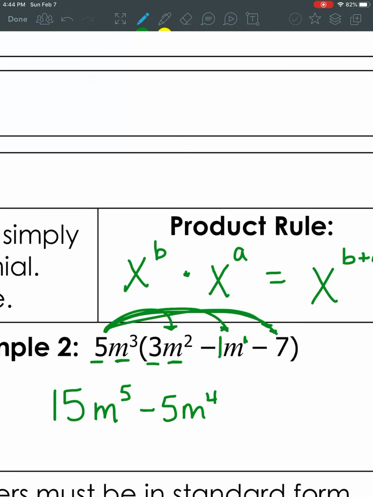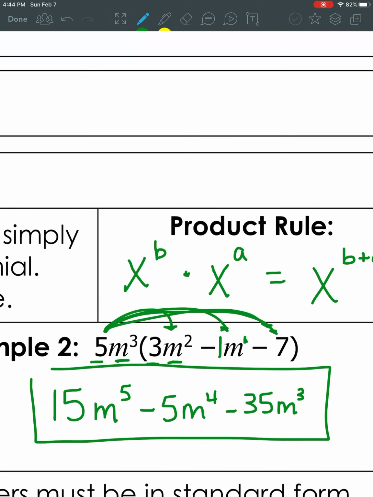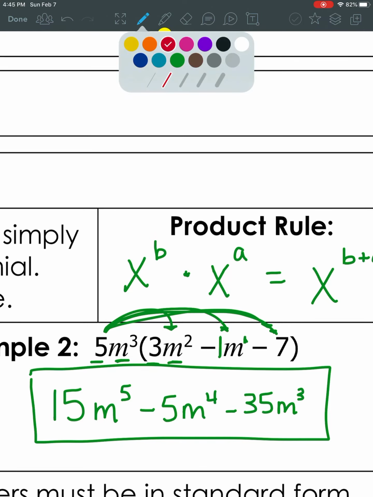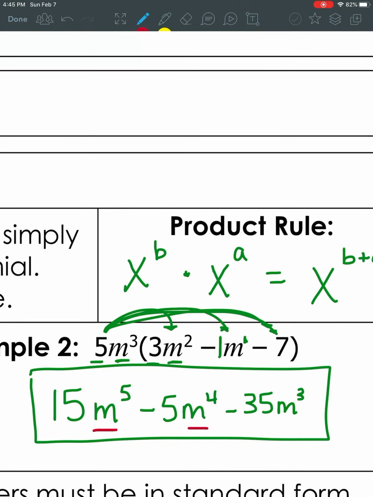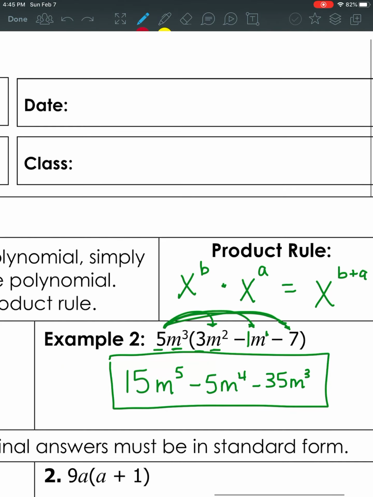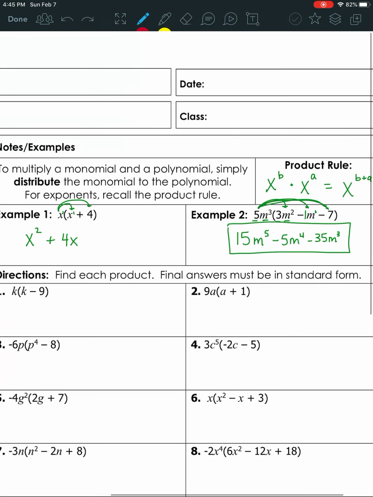And then the last one we multiply by is that negative 7, so negative 35 is 5 times negative 7. There is no variable on that, so the m just stays exactly how it is in that 5m, so minus 35m cubed. Notice nothing can be combined from here because all of our terms have different exponents on the variables: m to the 5th, m to the 4th, m cubed. If any of those were the same, then keep in mind we learned that we can add and subtract, and you'd want to simplify as far as you can, okay?